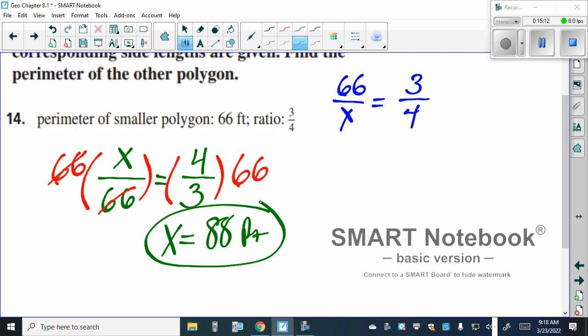So these here, because there are ones like this on the homework, we do have to pay attention to which direction we're going. Because if it had told us that we were trying to find the smaller one, then we could have left it as 3/4. But since we're wanting to go to the bigger one, we need it to be 4/3.